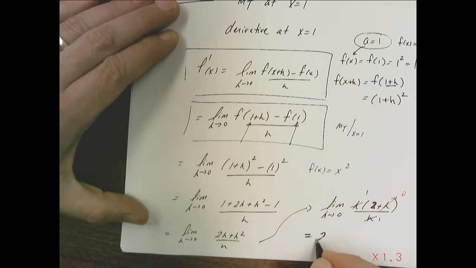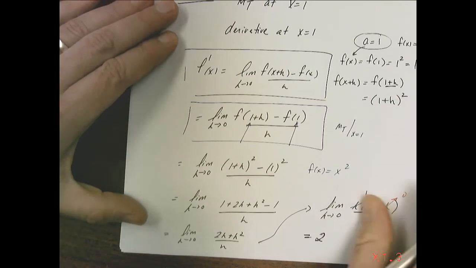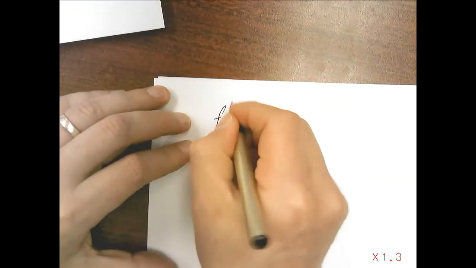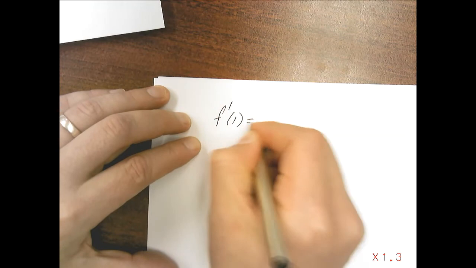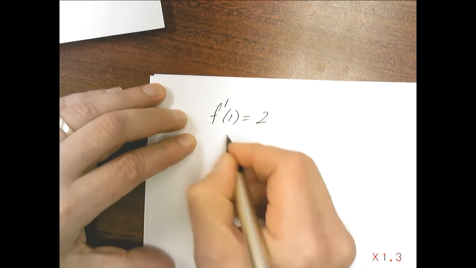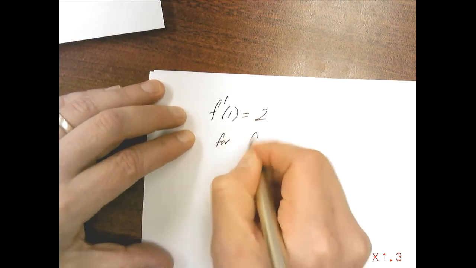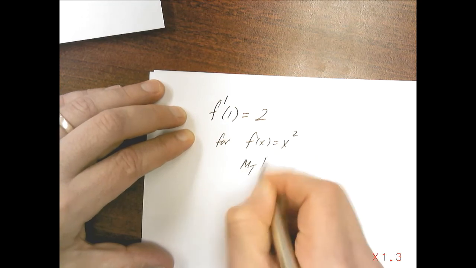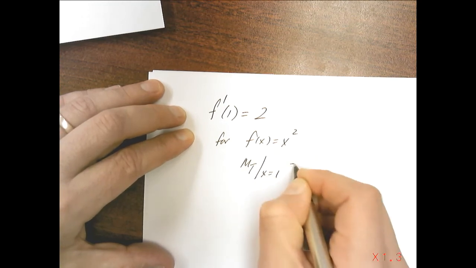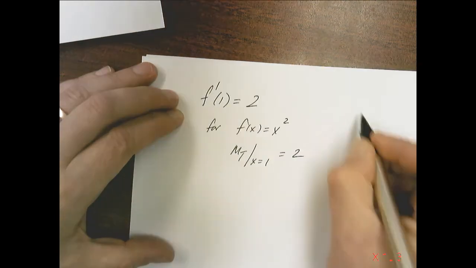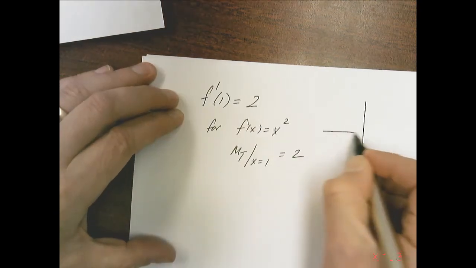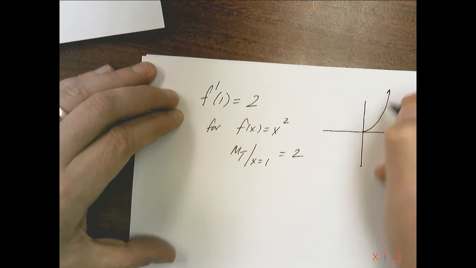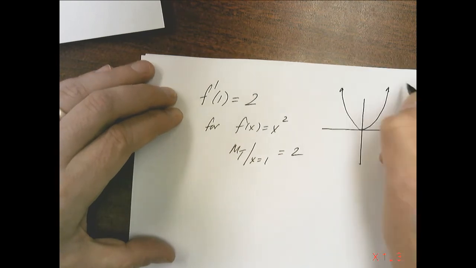Now let's be very clear on what we found. I'm going to get a new piece of paper. We have found f prime of 1 equals 2. This means for f of x equaling x squared, the slope of the tangent when x equals 1 is equal to 2. A graphical representation. Here's y equals x squared.